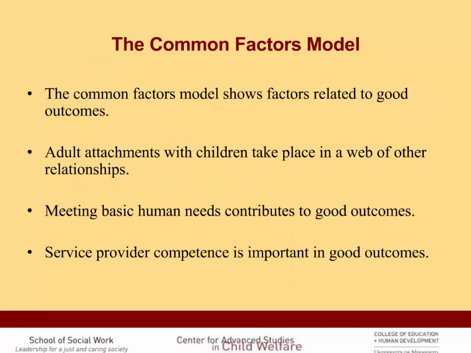The Common Factors model shows factors related to good outcomes. These factors show that adult attachments with children take place in a web of other relationships. These other relationships include relationships with service providers, relationships with other family members, friends, neighbors, and anyone else who may influence family relationships. Also, meeting basic human needs contributes to good outcomes. And finally, service provider competence is important in good outcomes.